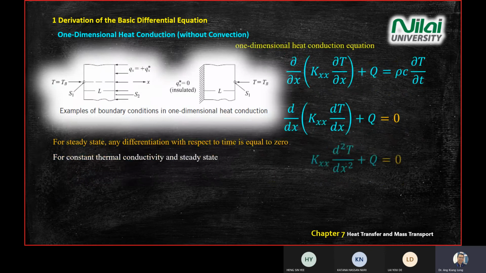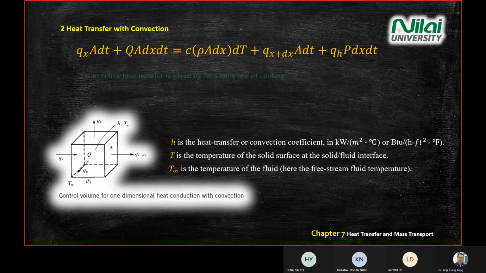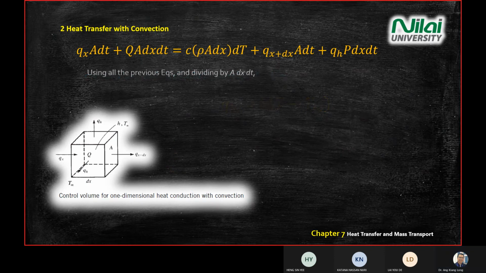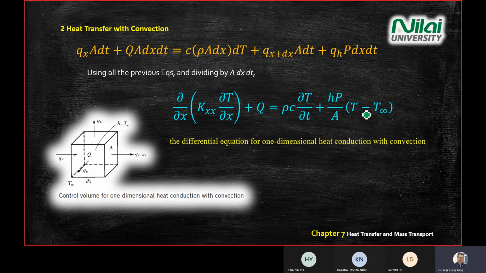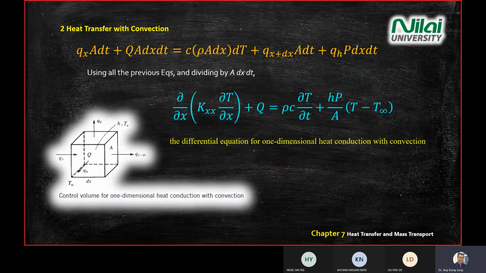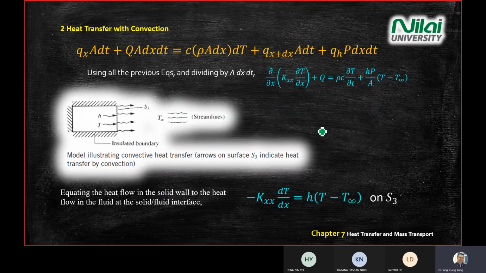And then when you look at convection, we did this one. Convection equation: Q_H, just now it was Q_X, now it's Q_H equal to H times (T minus T infinity). Then you do all the derivation until you reach one of the equations. All of this you can read from my slides here.